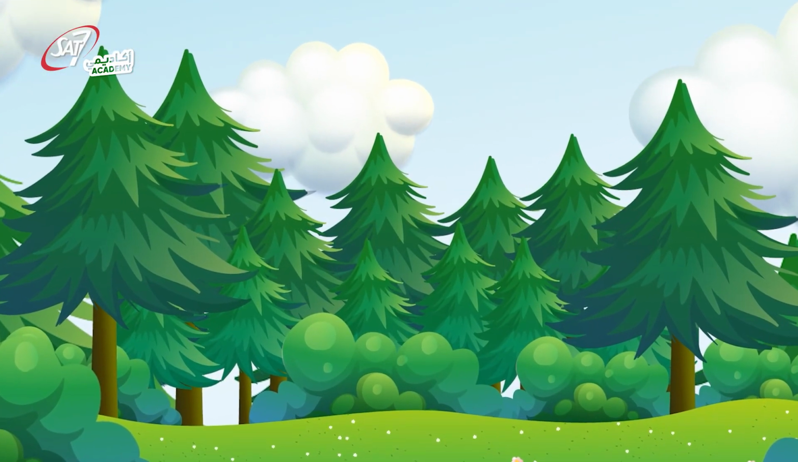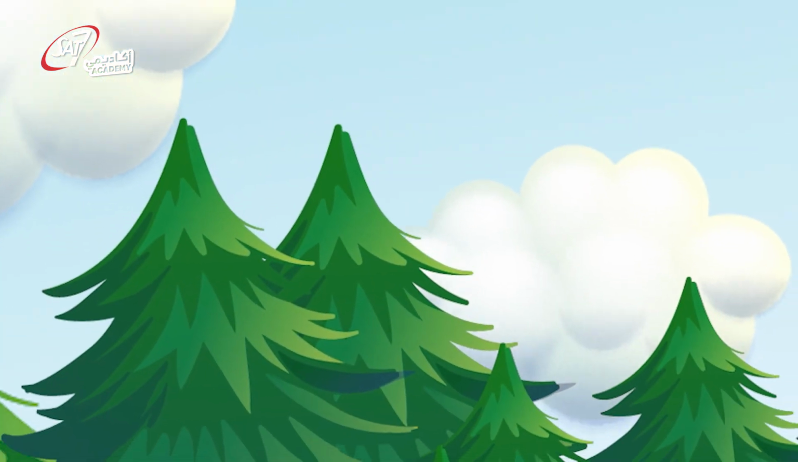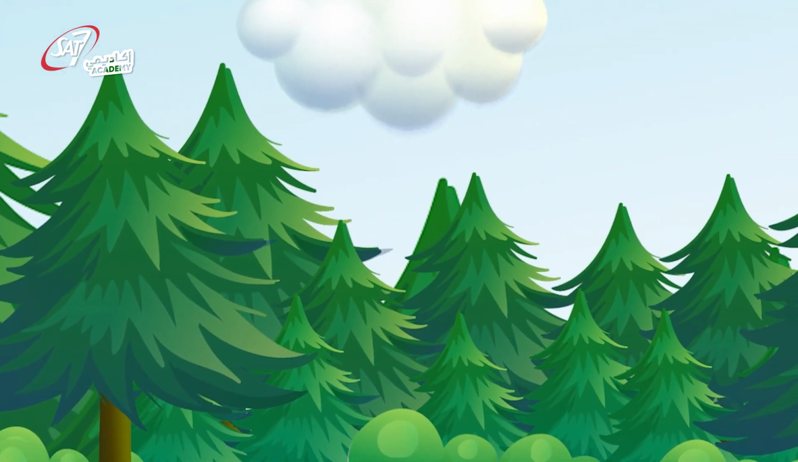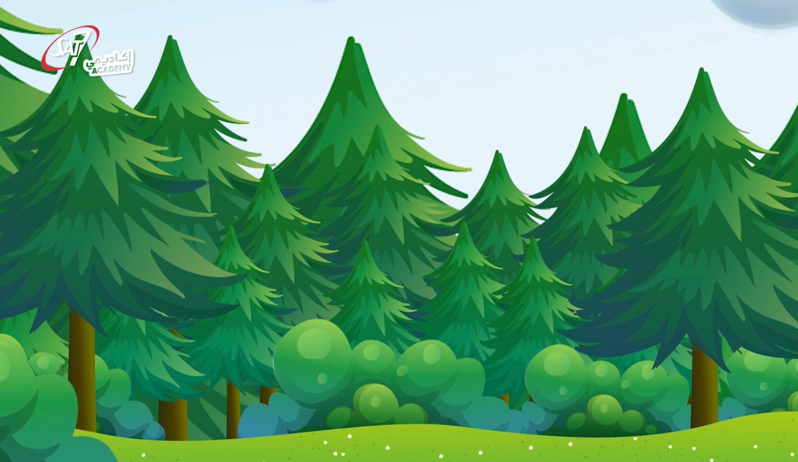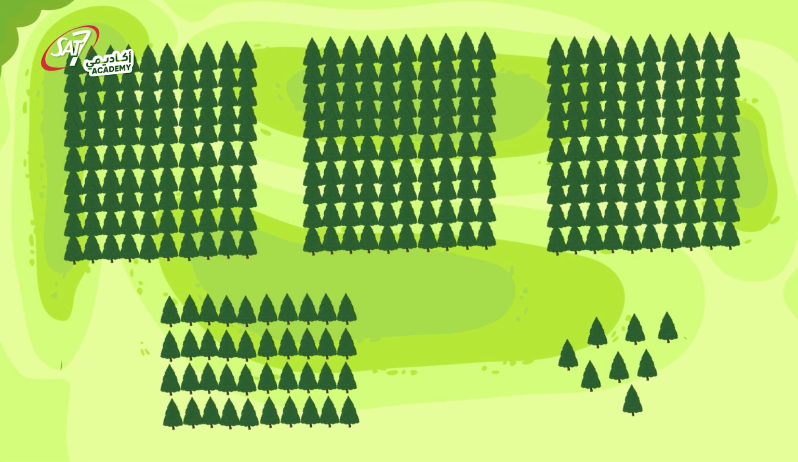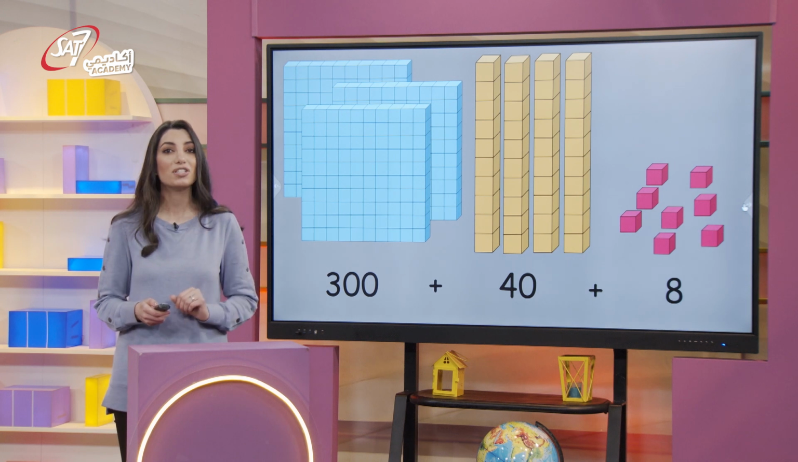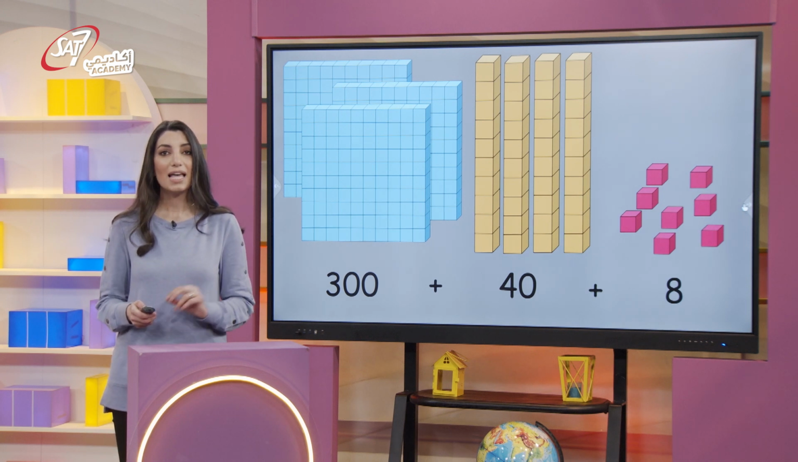Look at this cherry orchard. There are 348 trees. Each digit in this number has a place value. Each of these digits has a place, the 3, the 4, and the 8. I cannot shuffle them. And each of these digits has a value. 3 represents the hundreds, 4 represents the tens, and 8 represents the ones.